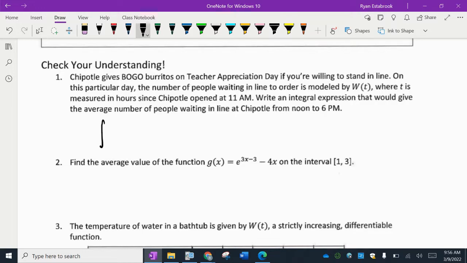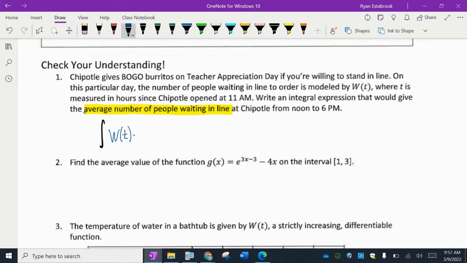Integral. And I know it's an integral. I'm looking for an average value, the average number of people waiting at the line. It's the integral of what function?